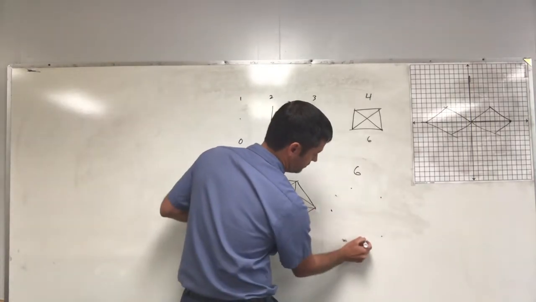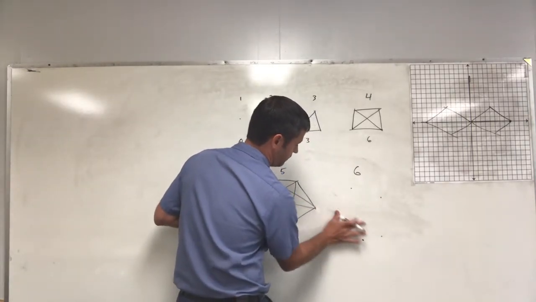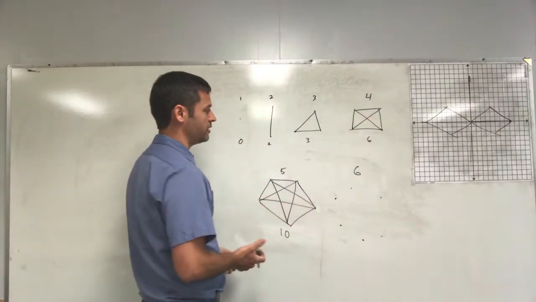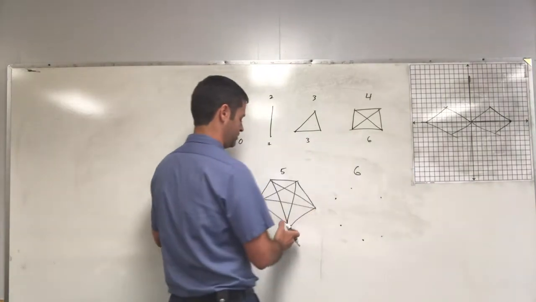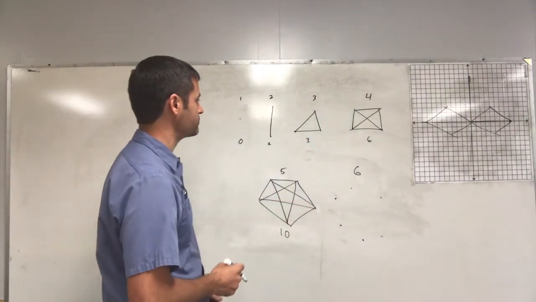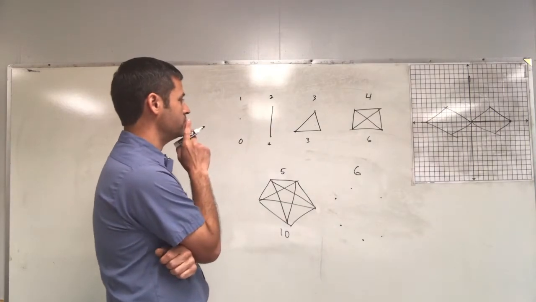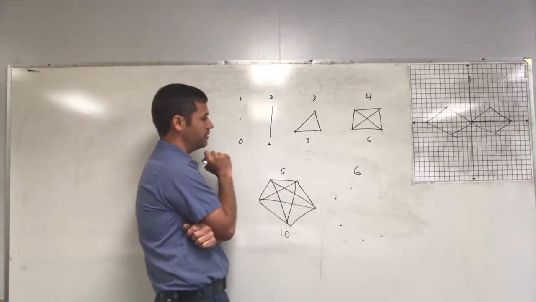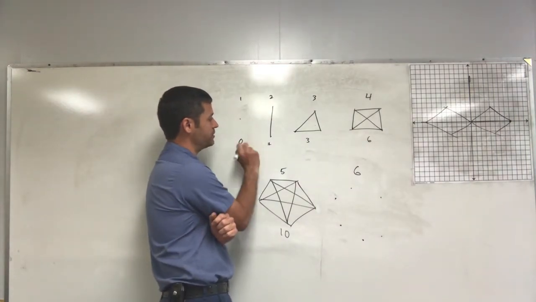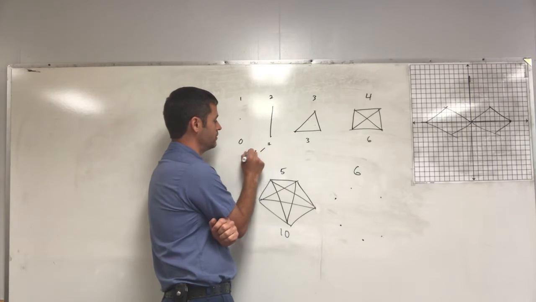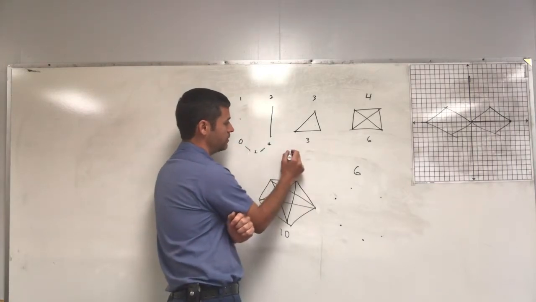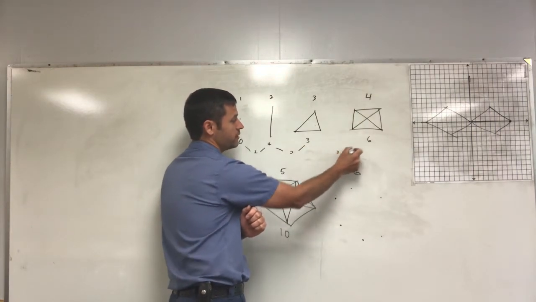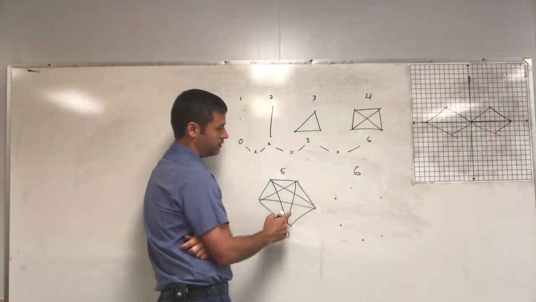Let's move it around a little bit. It doesn't really matter. They're not all perfectly spaced in this case. But 6 dots, how many segments? It's not really clear. 1, 3, 6, 10. I don't know. But if you study this pattern a little bit, what is in between 0 and 1? The answer is 1. How many is in between 1 and 3? 2. How many is between 3 and 6? 3. How many is between 6 and 10? 4.